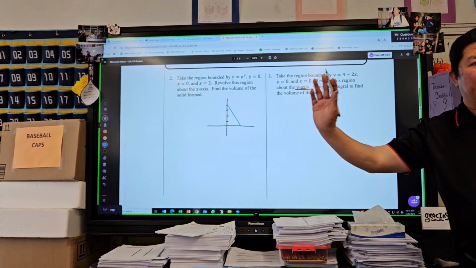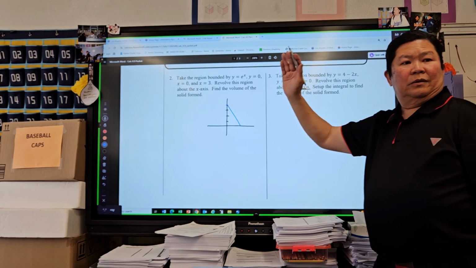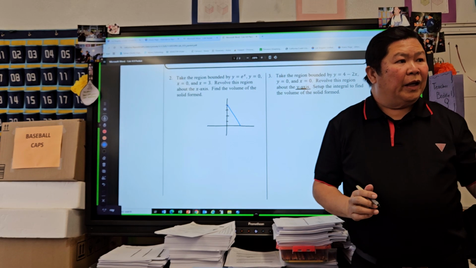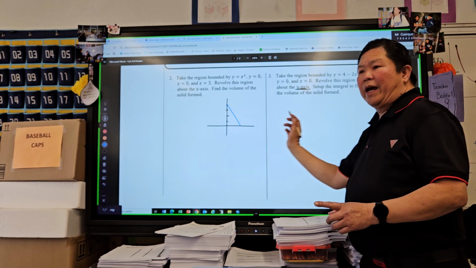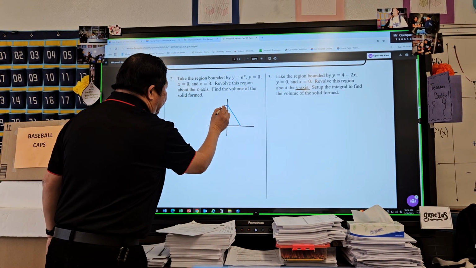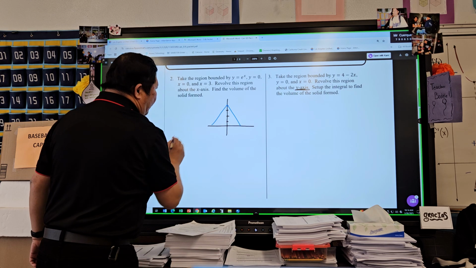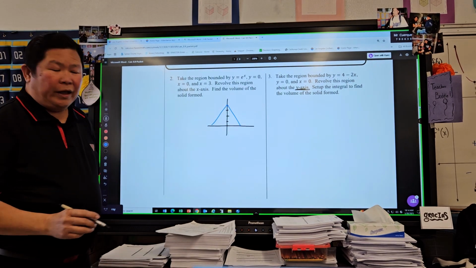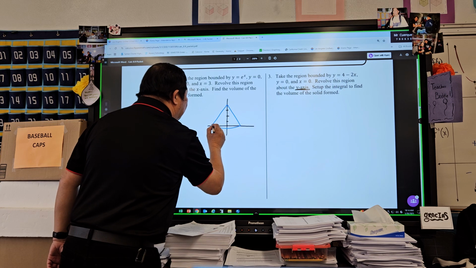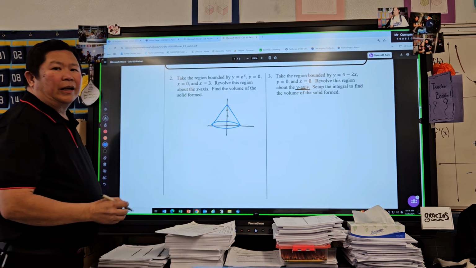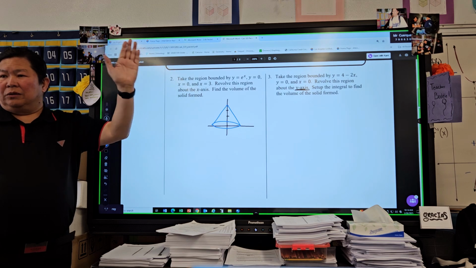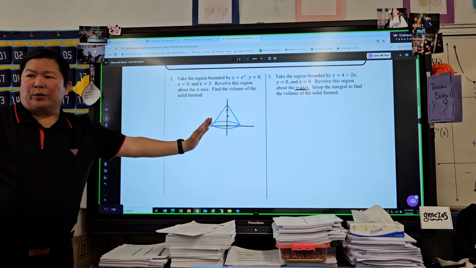Okay, and this is being revolved around the y-axis. If this is revolved around the y-axis, that means the left side goes this way. Do you get me? And this forms a circle right here. Clear, guys? So it's a cone, right? It's a cone. So it's being revolved this way.